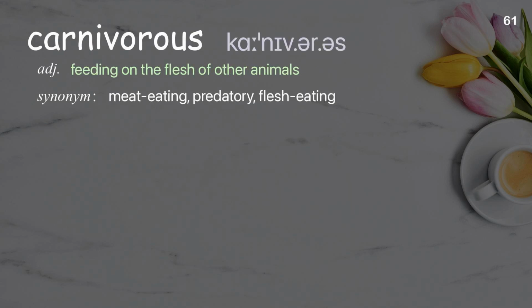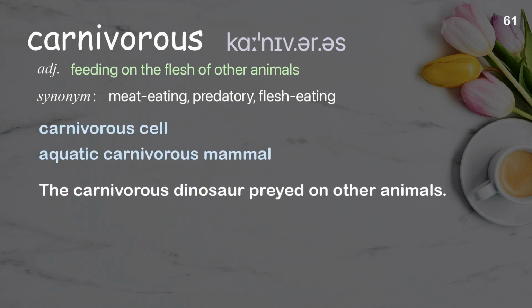Carnivorous. Feeding on the flesh of other animals. Examples: Carnivorous cell. Aquatic carnivorous mammal. The carnivorous dinosaur preyed on other animals.